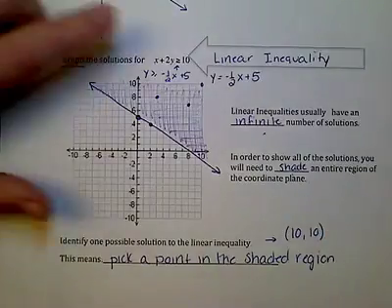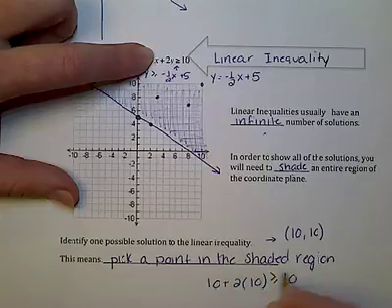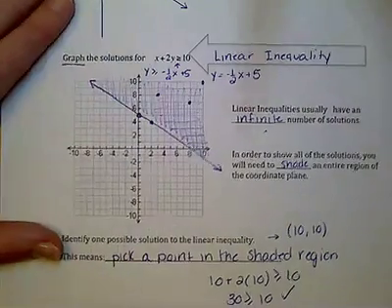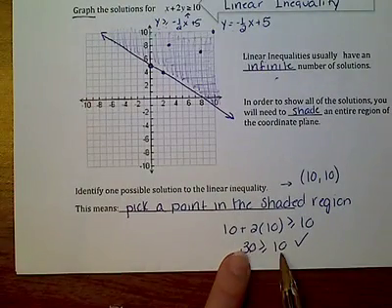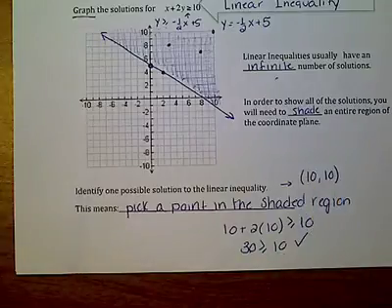But if you weren't sure, you could check yourself. Plug in a 10 for x and a 10 for y. I'm going to have 10 plus 20, which is 30. 30 is indeed, sorry, you couldn't see what I was doing. 30 is indeed bigger than 10, so I know that 10, 10 is a possible solution. It's not the only solution, it's just a possibility. Alright, so let's flip this over.